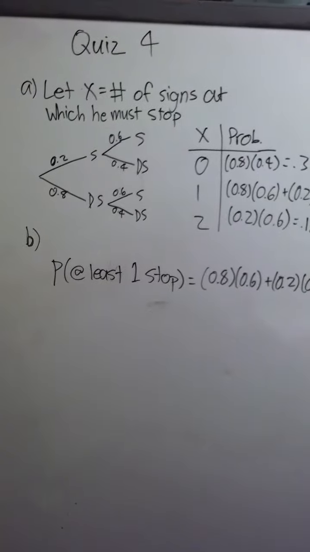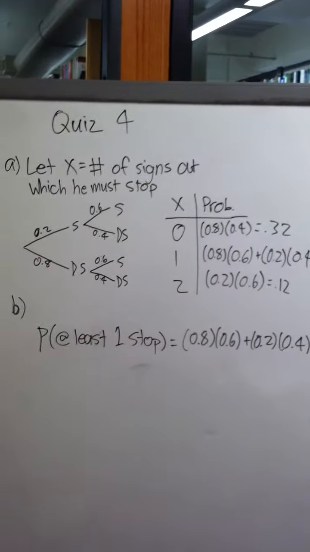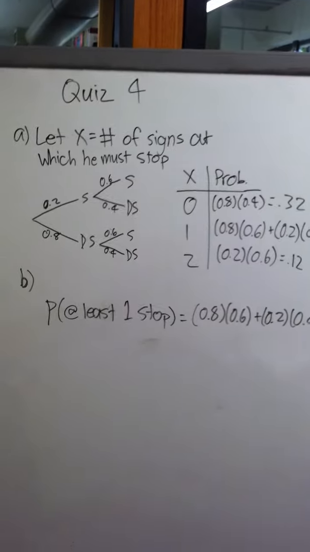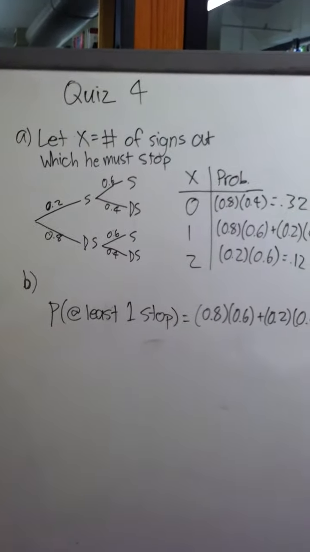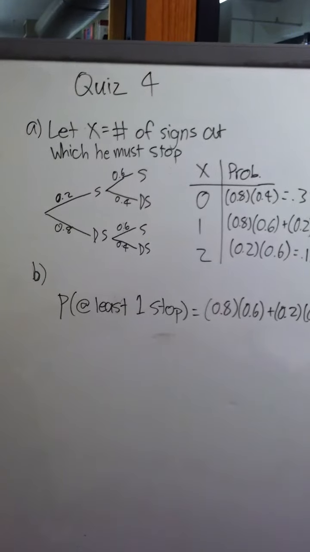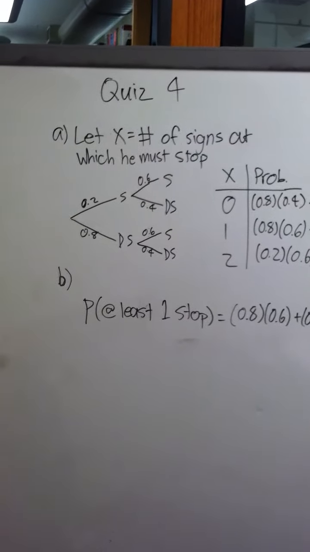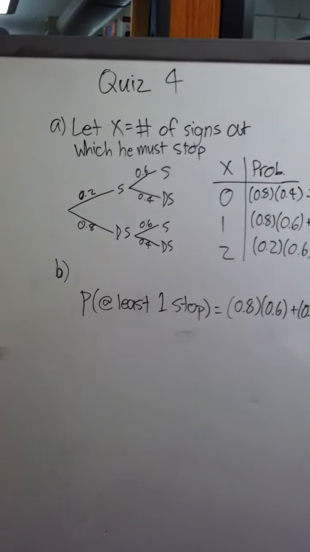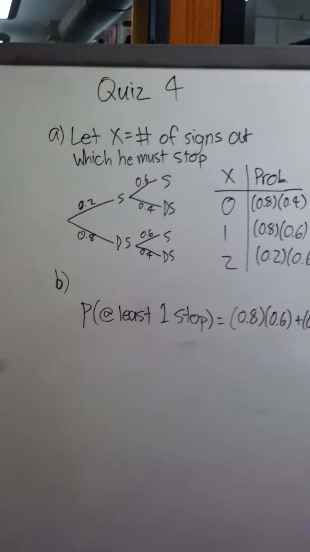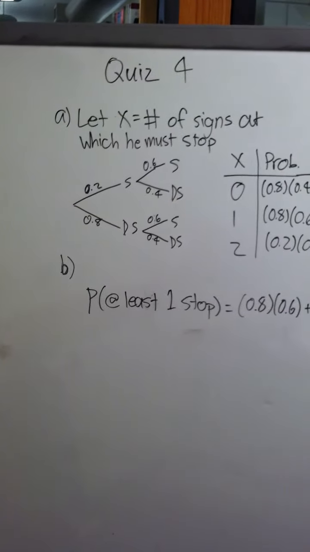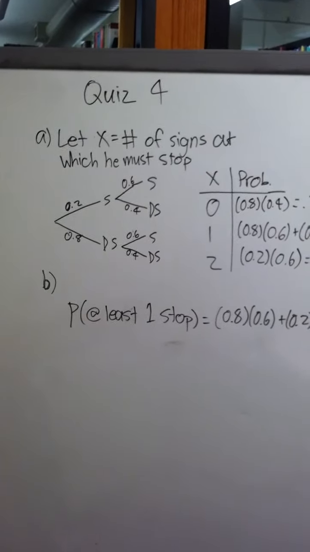In subproblem A, we need to write down the probability distribution of x. In order to find the probability distribution of x, we need to first make a tree diagram. Now, in the problem, it says there is a 0.2 probability that he needs to stop at the first sign. So, for the first part of the tree, there's a 0.2 probability that he will stop. So that means 1 minus 0.2 equals a 0.8 probability that he doesn't stop at the first sign.